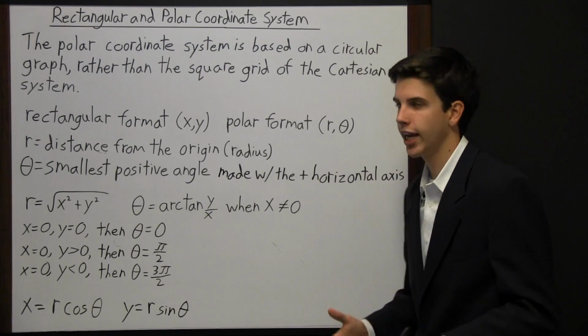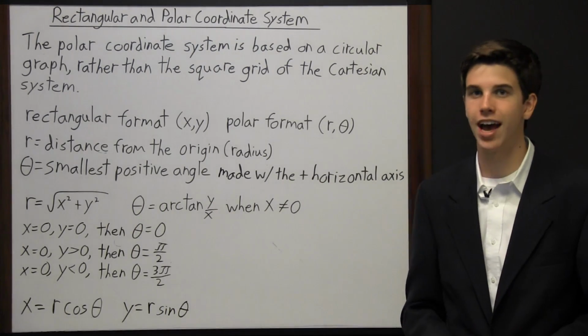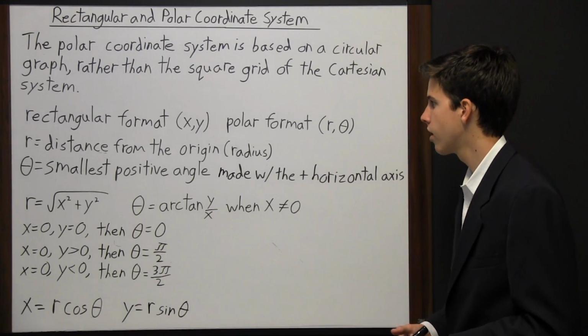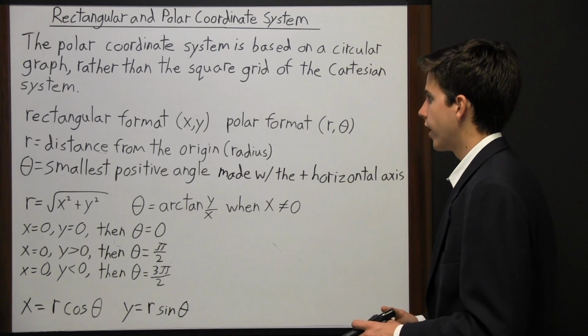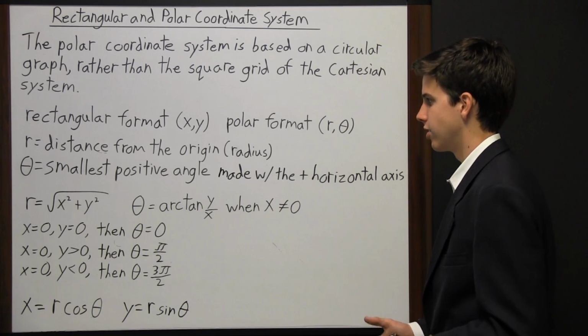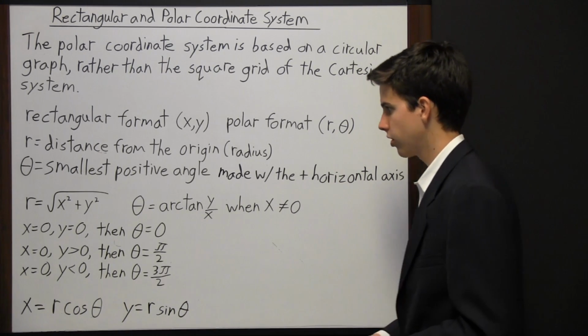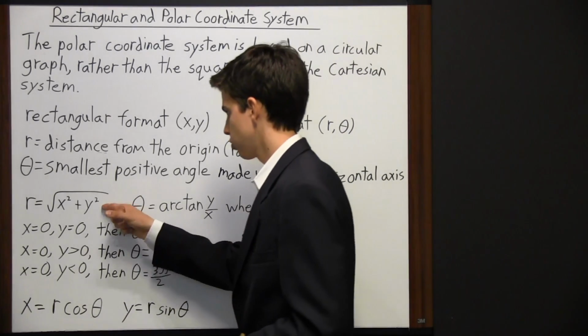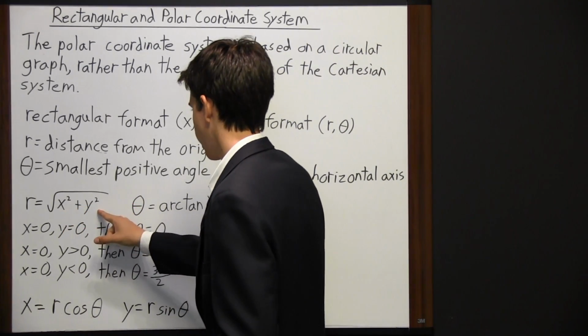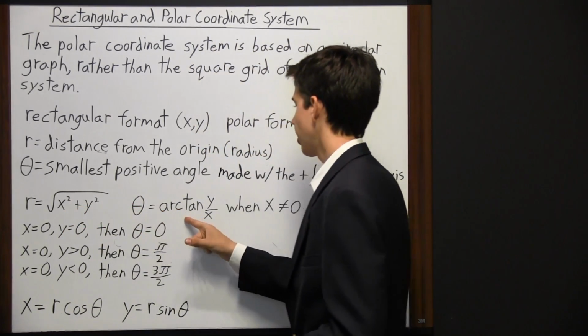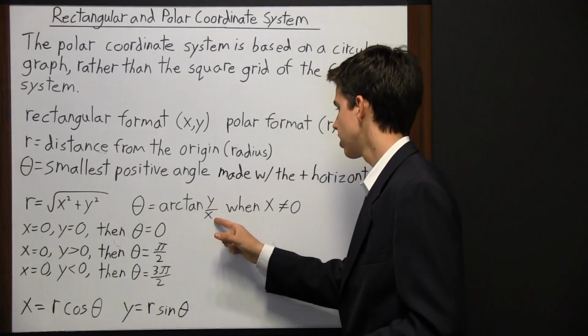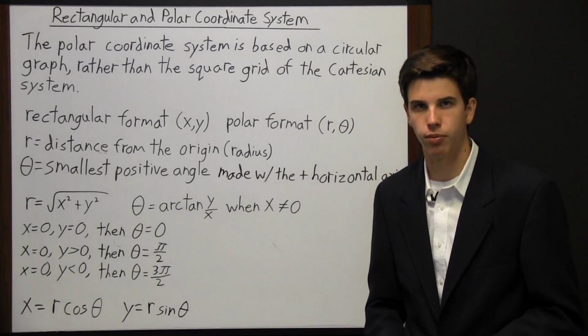Now, if we have rectangular format and polar format, we have to have a way to convert between the two. And so to do that, to find polar format, we separate it into 2 equations. First we look for r, which is the square root of x squared plus y squared. And then theta is the arctangent of y divided by x when x does not equal 0.